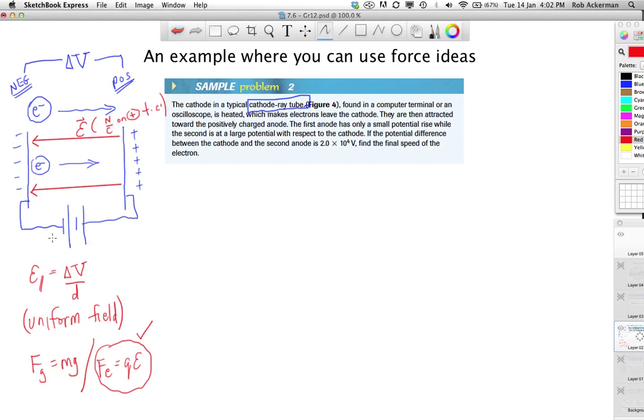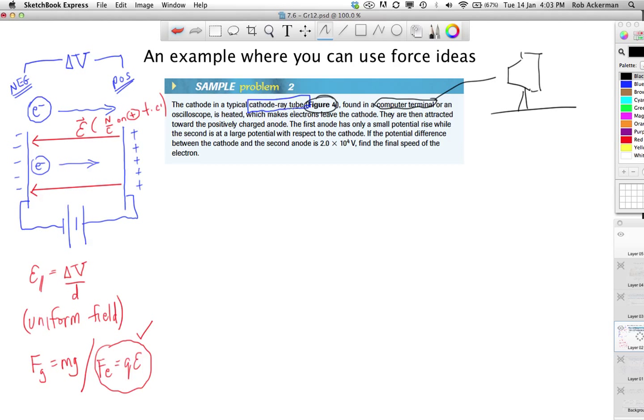So now let's take a look at the problem and see how they pose the question, and therefore how we're going to answer it. They say that in the cathode ray tube, figure 4, I left out figure 4, sorry about that, found in a computer terminal or on an oscilloscope. When they talk about a computer terminal, they're talking about the old style computer terminals that take up a ton of space on your desk. They kind of look like the old style TVs, not the flat screens you see these days. An oscilloscope is a similar device. You can look these up online if you don't know what they are.